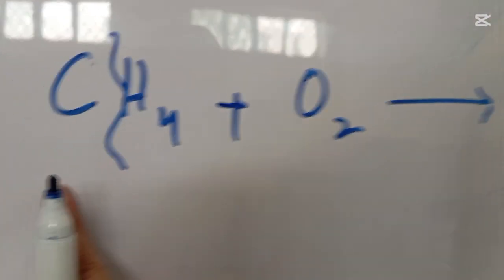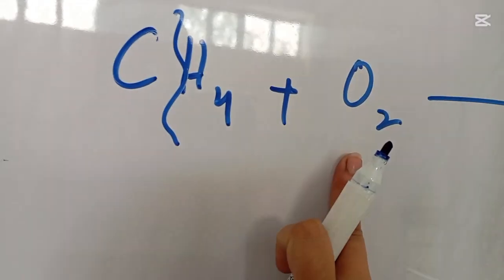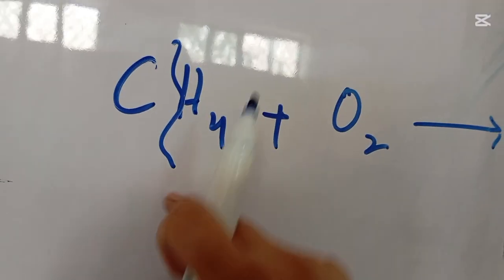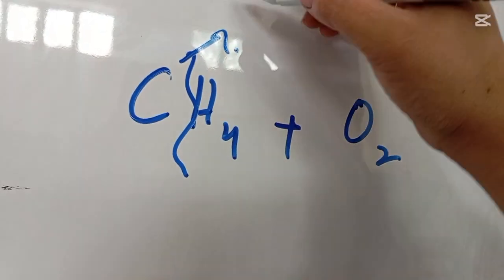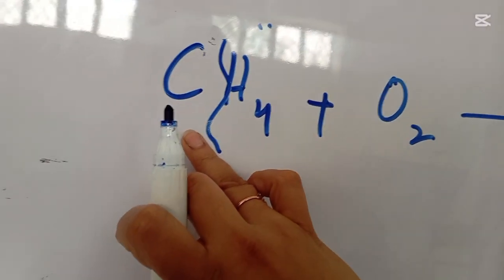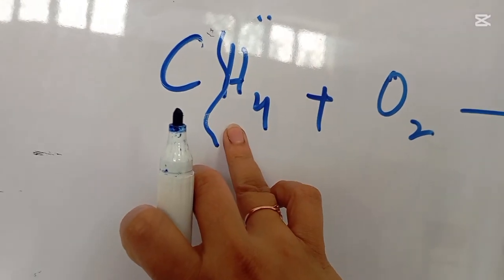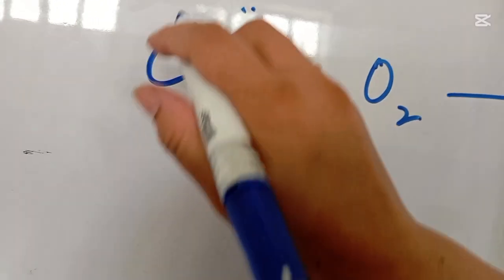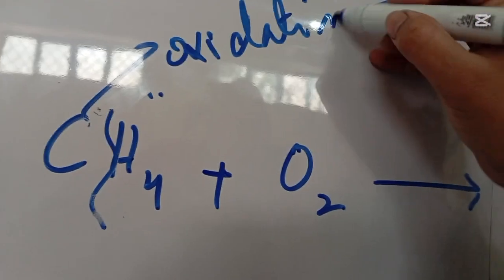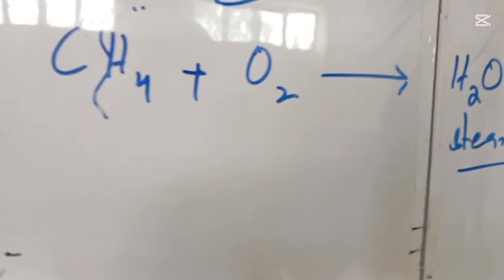Now you can see the carbon added the oxygen and hydrogen was removed from the methane. So removal of hydrogen took place here, and ultimately oxidation happens here in the process of combustion.